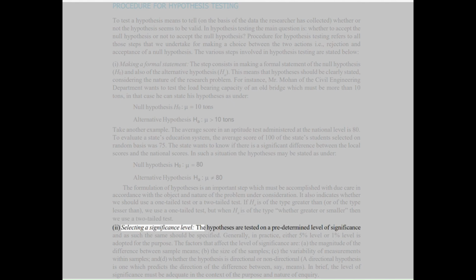2. Selecting a significance level. The hypotheses are tested on a predetermined level of significance and as such the same should be specified. Generally, in practice, either 5% level or 1% level is adopted for the purpose. The factors that affect the level of significance are: A. The magnitude of the difference between sample means, B. The size of the samples, C. The variability of measurements within samples, and D. Whether the hypothesis is directional or non-directional.